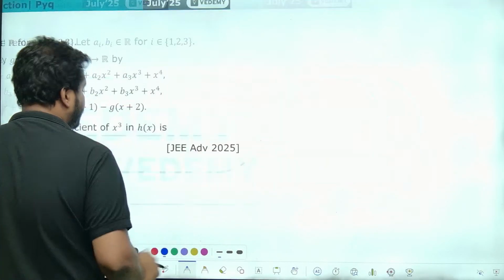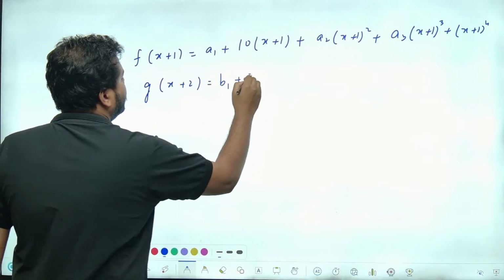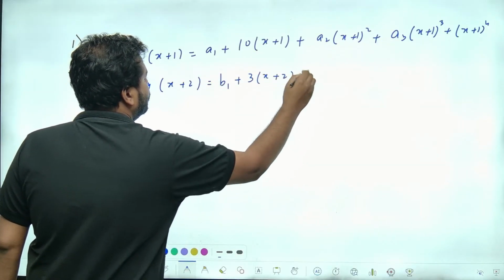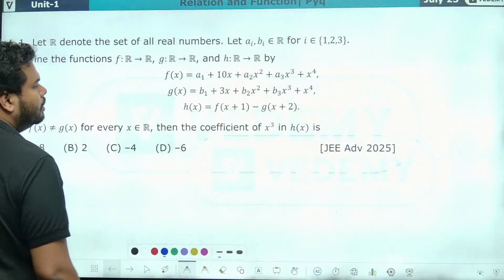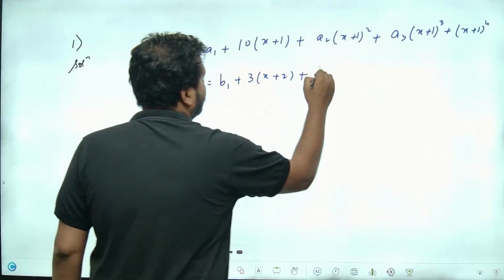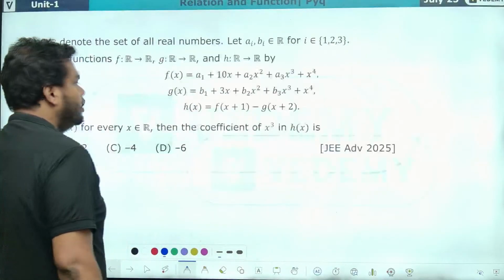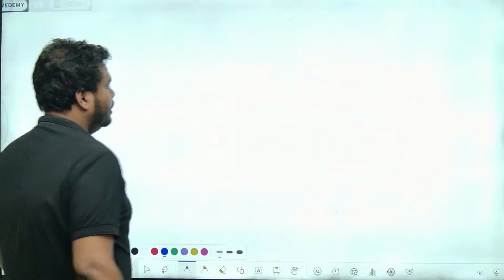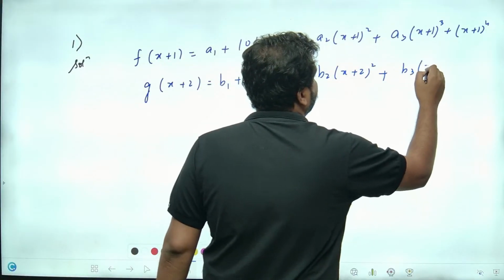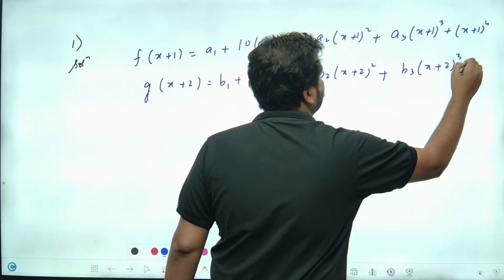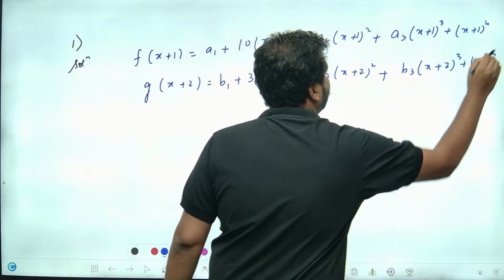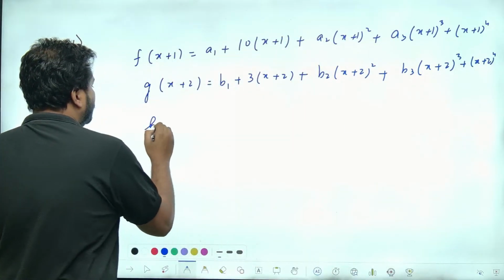b1 plus 3 times (x plus 2) plus b2 (x plus 2) whole square plus b3 (x plus 2) whole cube plus (x plus 2) to the power 4. What will be my h(x)?